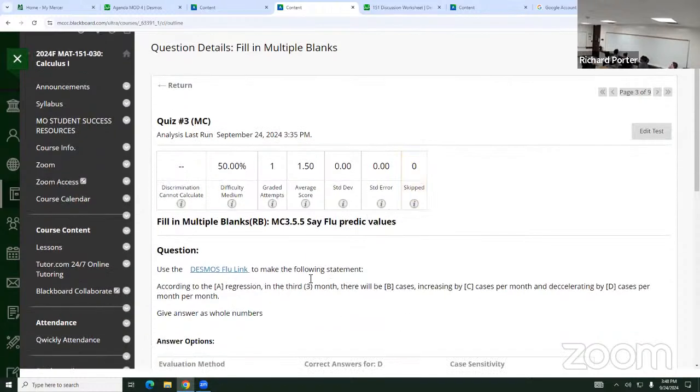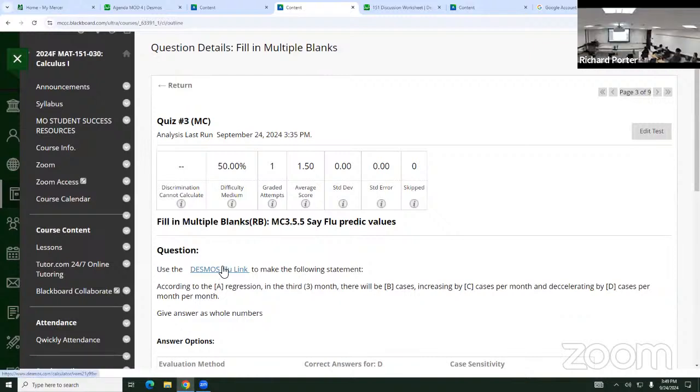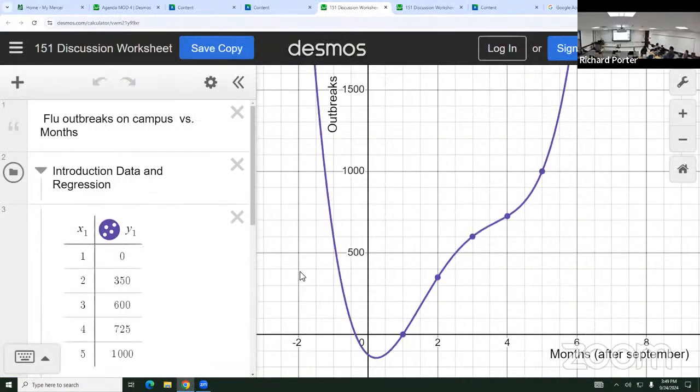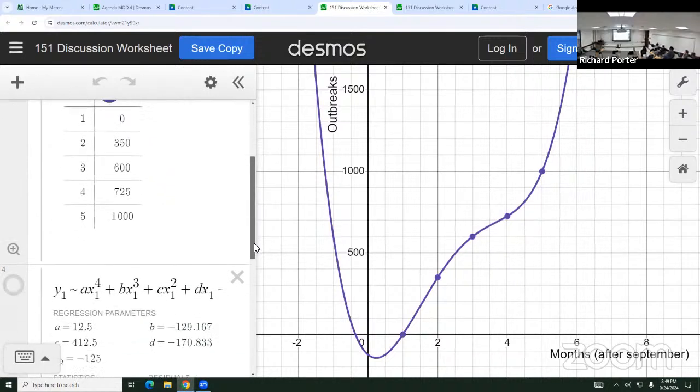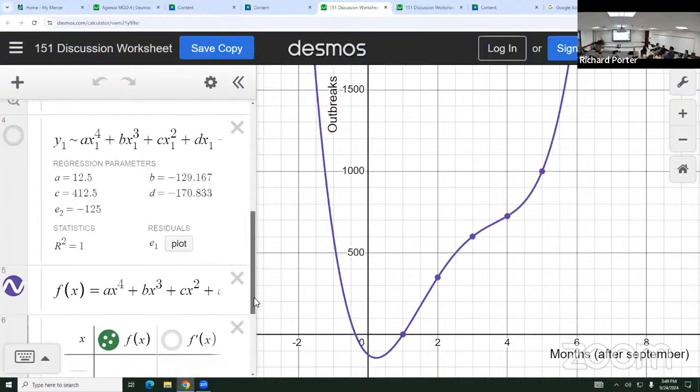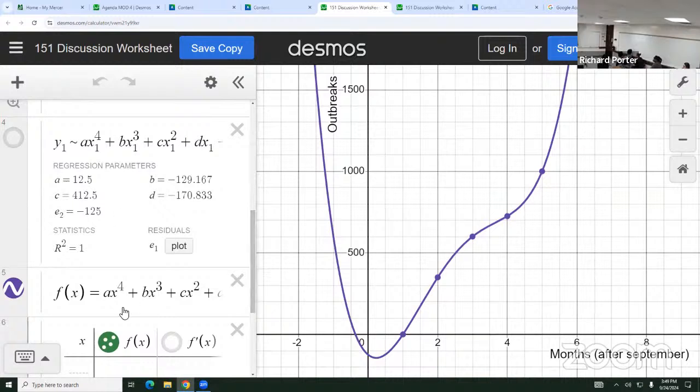Okay, Desmos, make the following. According to the blank regression in the third month, there will be blank cases increasing by blank cases per month and decelerating by. Okay, so what do I have to do here? I'm going to click on this Desmos link. And what am I looking for? According to the blank regression, what regression is it? Oh, it doesn't say what regression. But what is it? What's the regression looking at this?